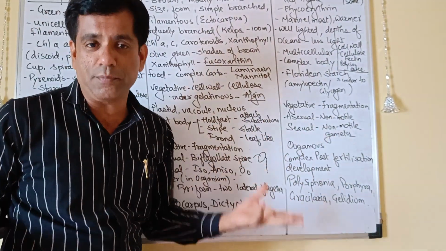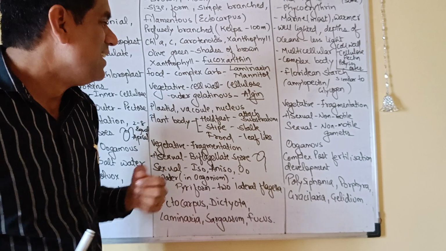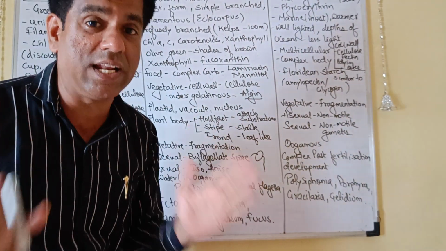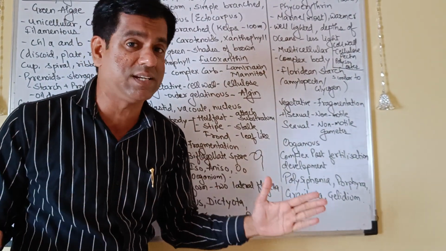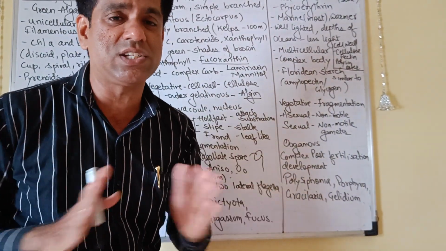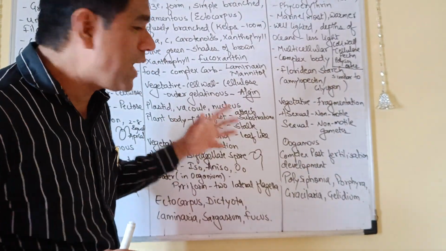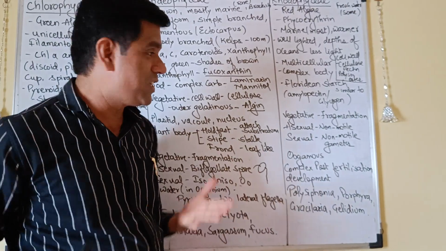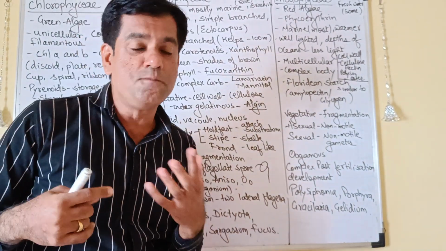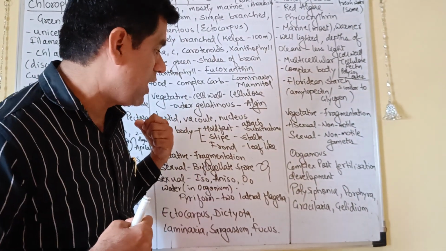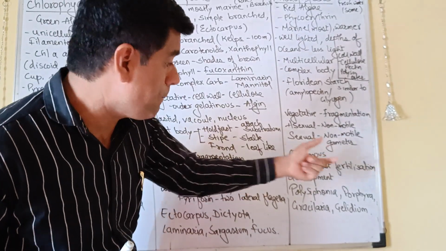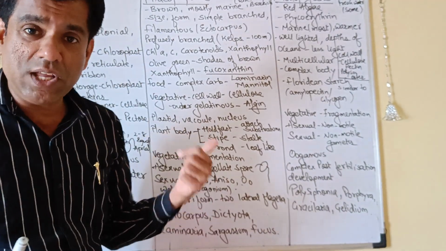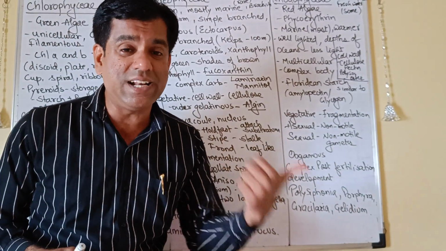Vegetative reproduction is by fragmentation. All three share that. Asexual reproduction is by non-motile spores, and sexual reproduction also by non-motile gametes. So no motile structures are present here; flagellated structures are totally absent. It is oogamous type, and they have complex post-fertilization changes. With God's grace, we don't have to study it right now, but they have complex post-fertilization changes, your red ones. Examples: Polysiphonia, Porphyra, Gracilaria and Gelidium. Remember, Polysiphonia, Porphyra, Gracilaria and Gelidium.